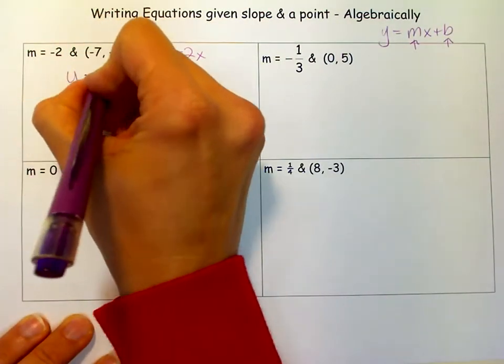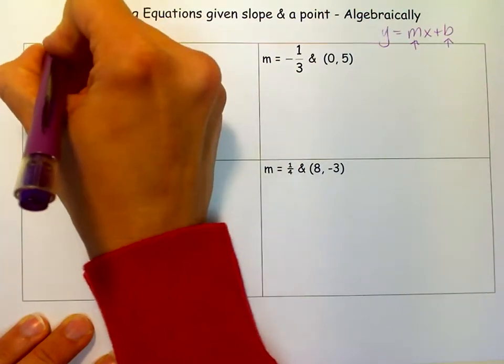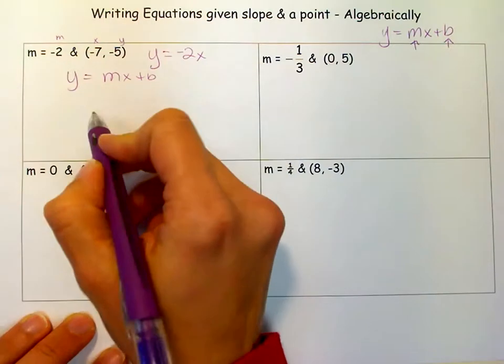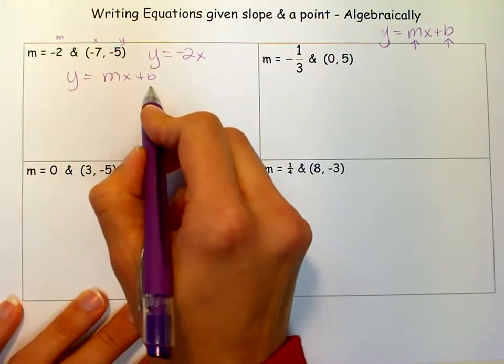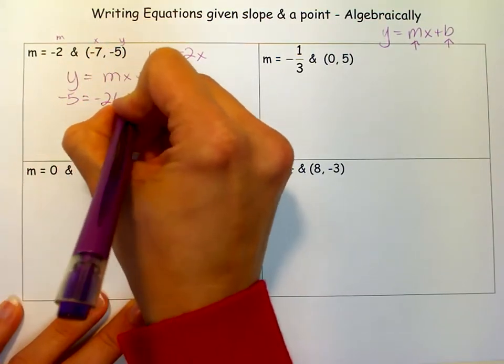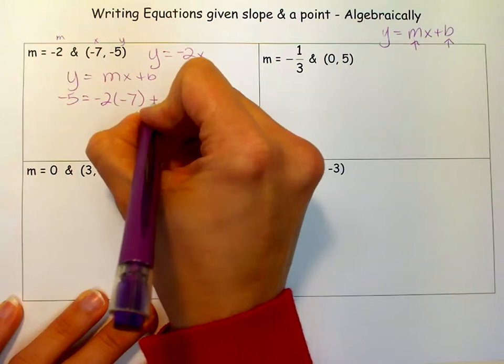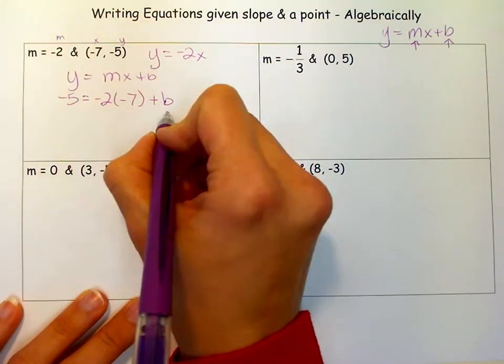So I take my y equals mx plus b, and I'm going to substitute and solve for b. This is my m, my x, and my y, and I simply plug those things into my equation and find b. So my y is -5, my m is -2, my x is -7, and I don't know b yet. That's what I'm trying to find. And then I just solve this equation for b.